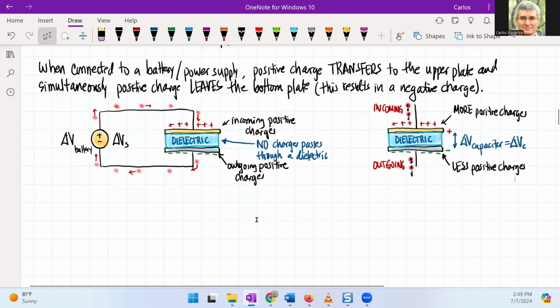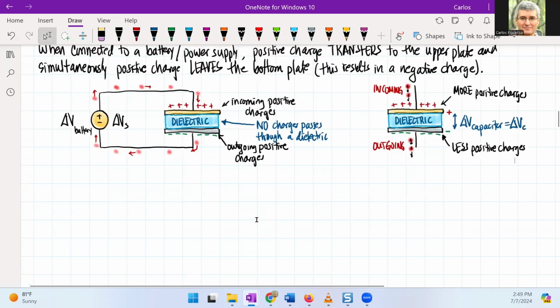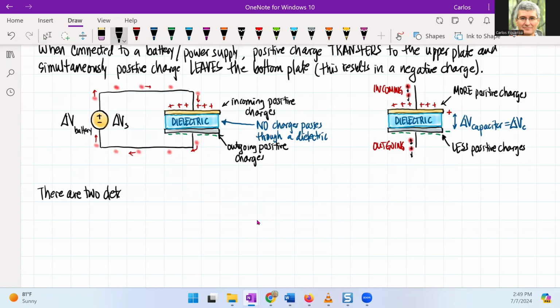So there are 2 details that we should think about that I did not mention. The first detail I would say is that the amount of charge on each plate is exactly the same.